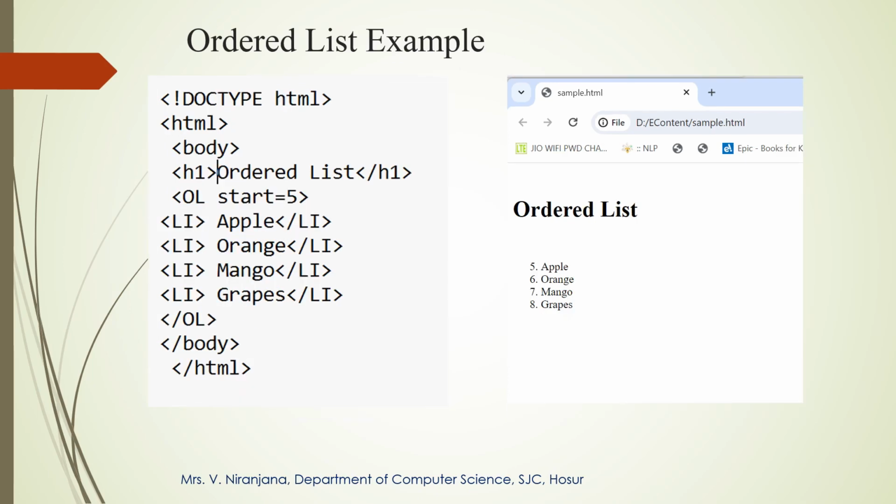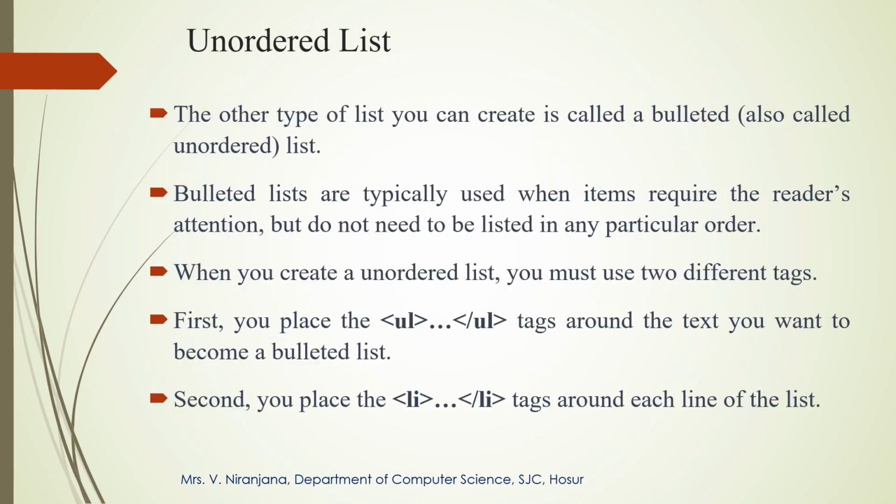Next we can see the start attribute. In the ordered list, here I have given start as 5. That means the list should start with 5. As you can see on the right side, the list is starting with 5, that is 5, 6, 7 and 8 instead of 1, 2, 3, 4. So this is how the user can change the order of the elements.